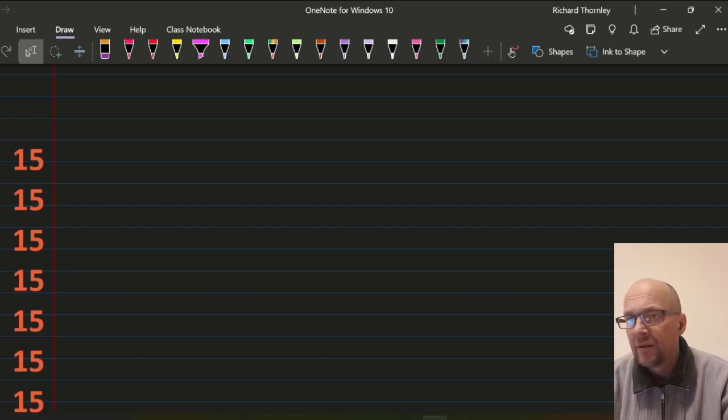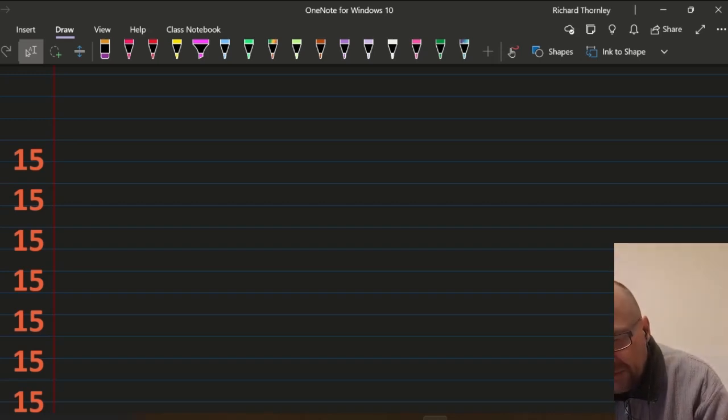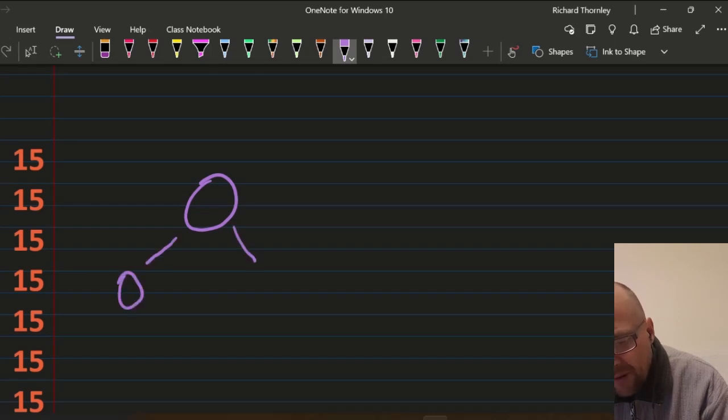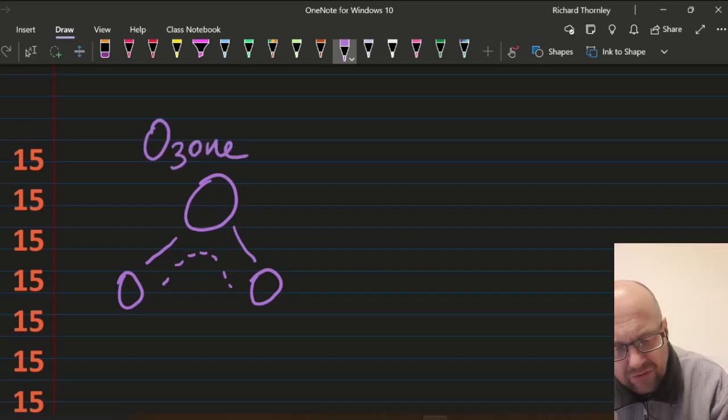15. What can be deduced? Ozone. Okay, so we've got ozone, which is actually a 1.5 bond, isn't it? There, that's ozone. And then is it regular oxygen, which is a double bond?